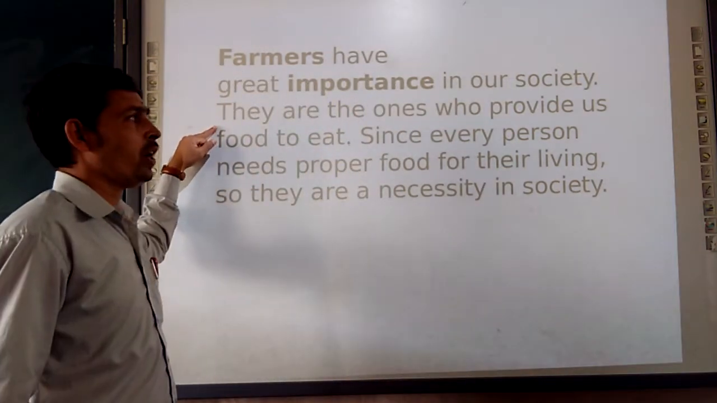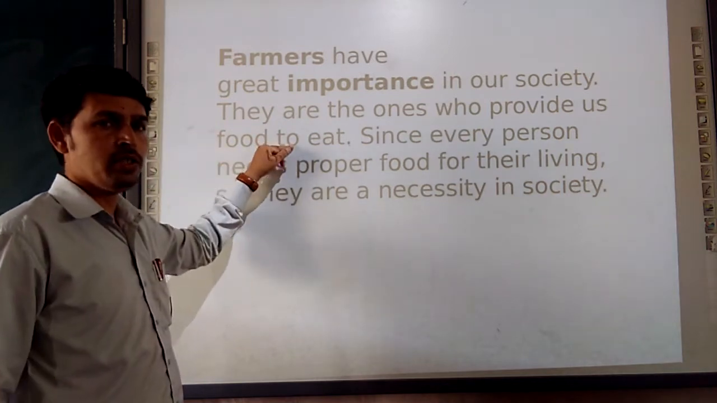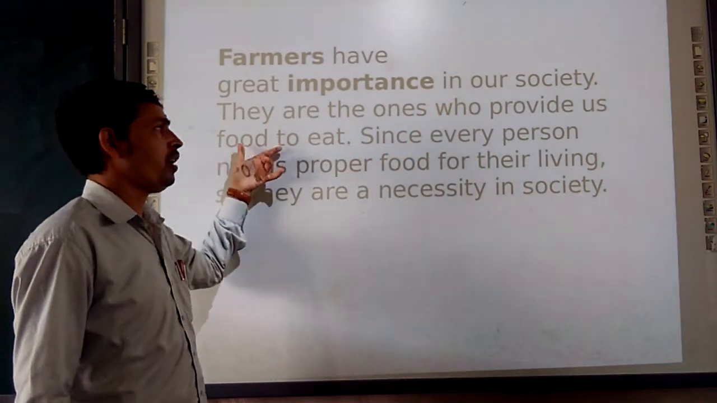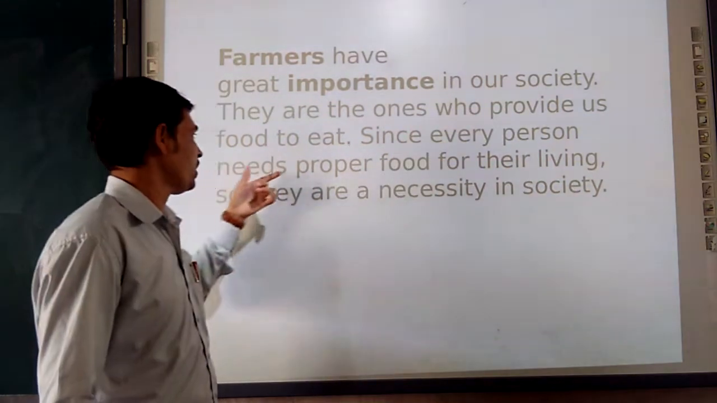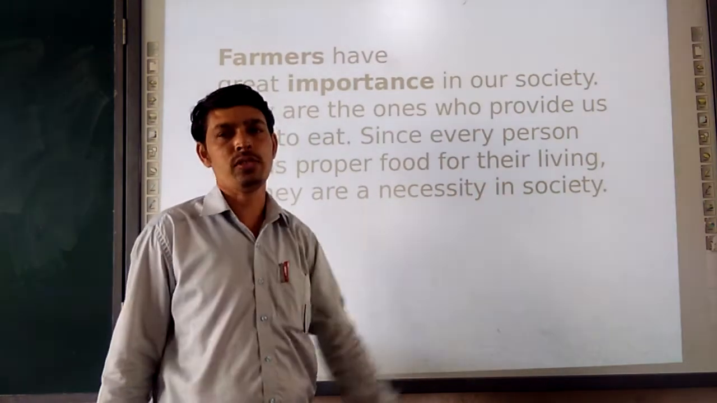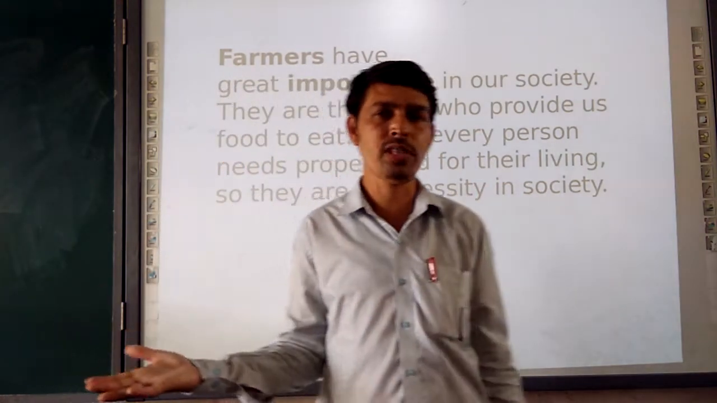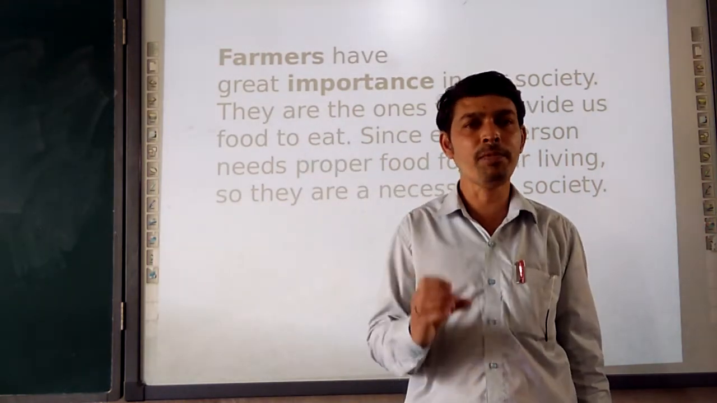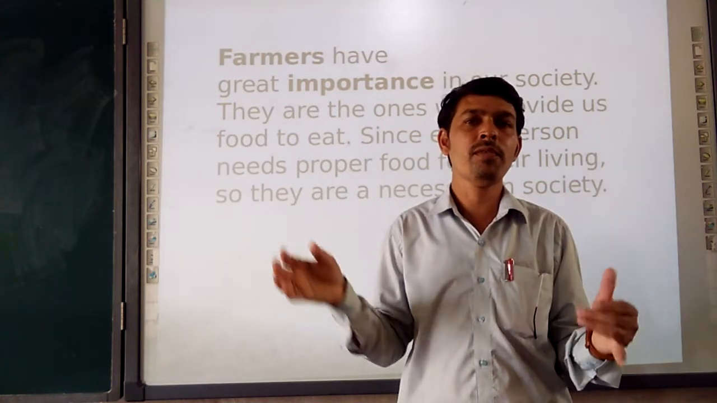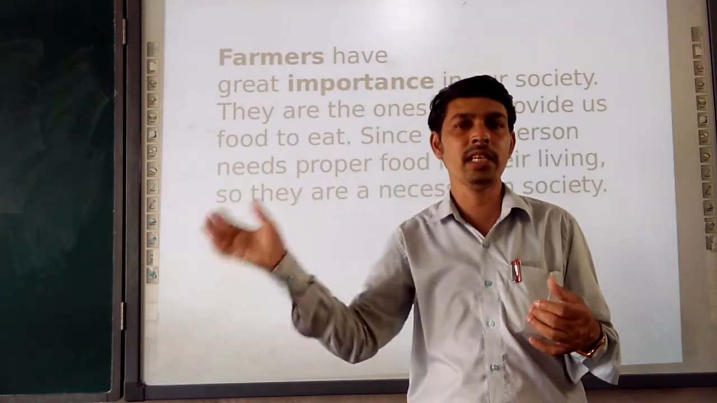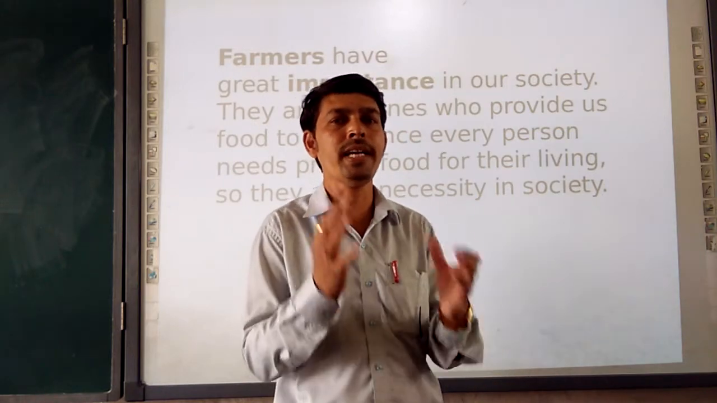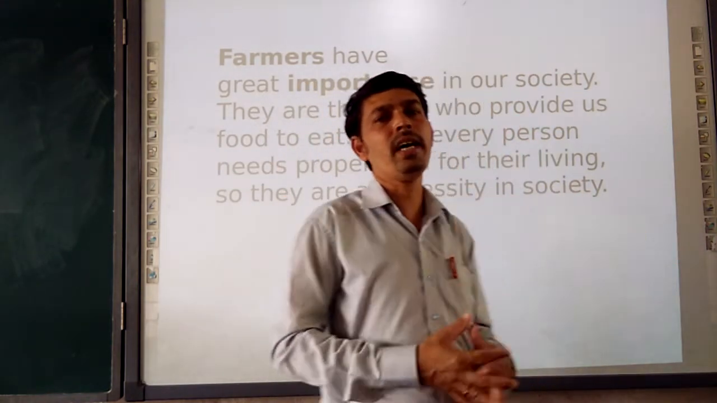Next, they are the ones who produce the food we eat. So who are these people and why are they important? Because they are producing food for our living. Since every person needs proper food to live, they are necessary in society. Without food, we are going to die. So food is very important to us, and that food is produced by the farmer in the agriculture field by doing lots of hard work, from sowing the seeds up to harvesting the crop. Through that total cycle the farmer looks after the crop day and night, and finally whatever food can be produced, they are making us to have.